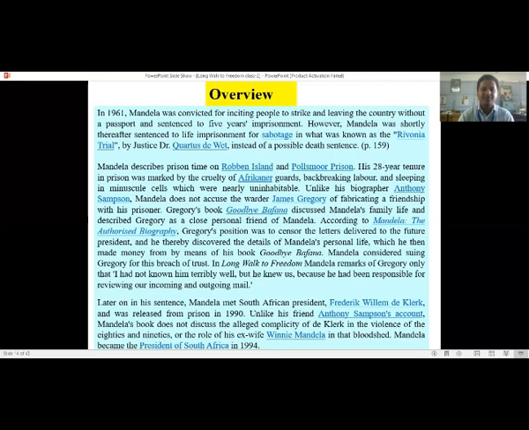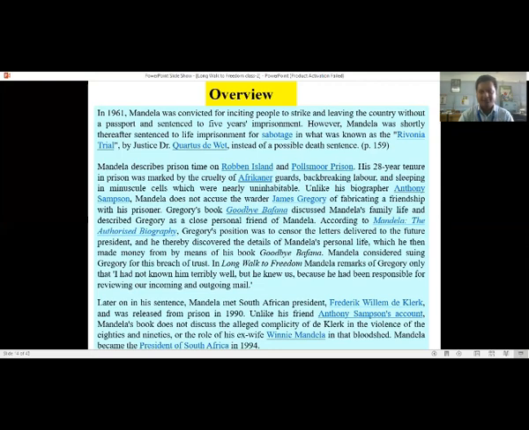Unlike his biographer Anthony Sampson, Mandela does not accuse the warder James Gregory of fabricating a friendship with his prisoner. Gregory's book, Goodbye Bafana, discussed Mandela's family life and described Gregory as a close personal friend of Mandela. According to Mandela, the authorized biography, Gregory's position was to censor the letters delivered to the future president, and he thereby discovered the details of Mandela's personal life, which he then made money from by means of his book, Goodbye Bafana.